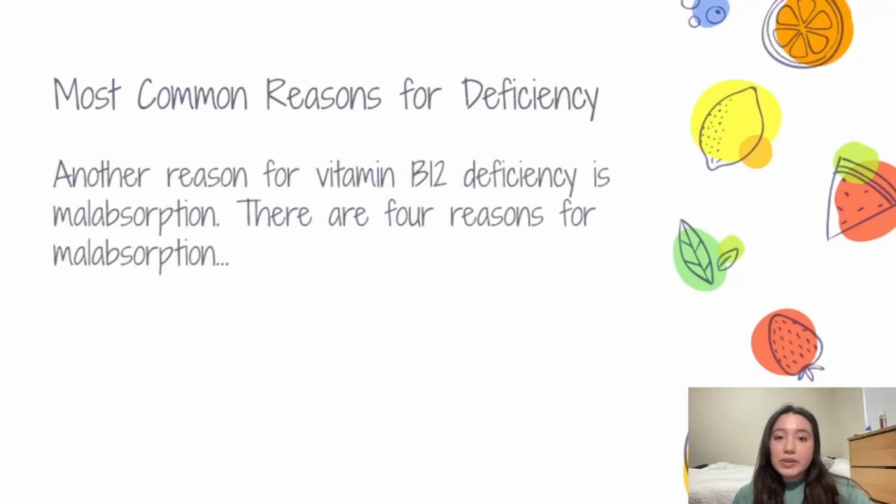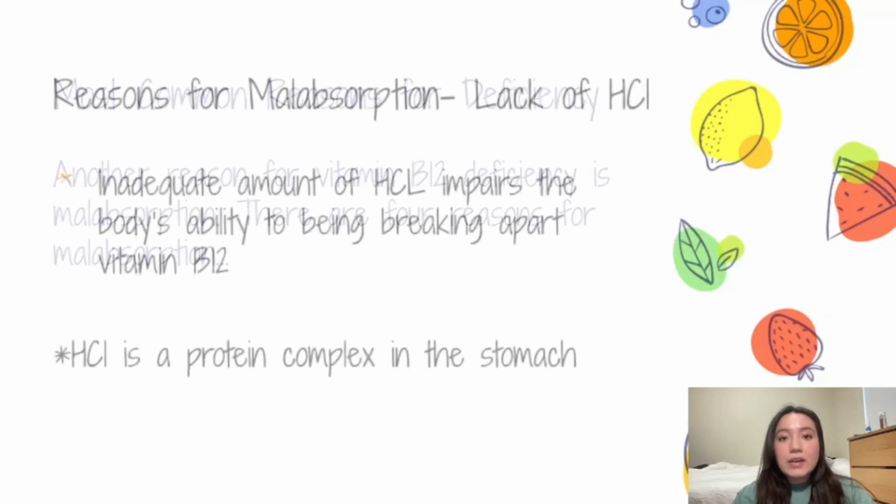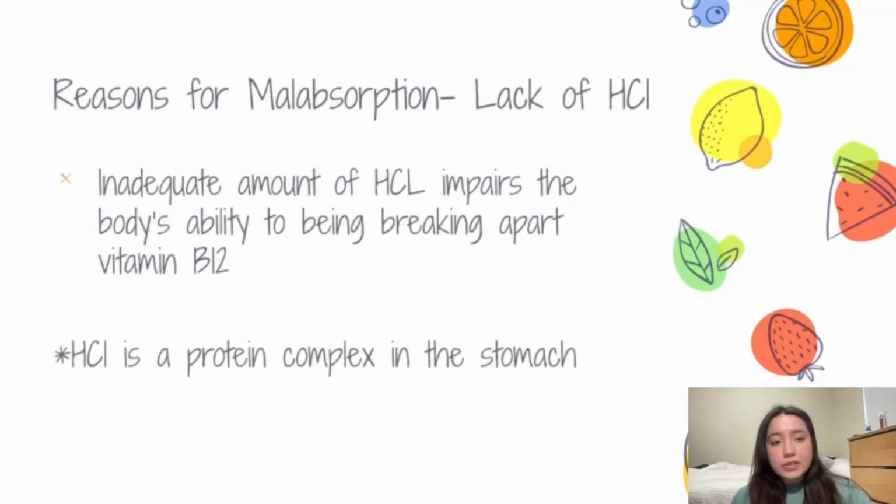Another reason for vitamin B12 deficiency is malabsorption, and there are 4 reasons for why that is. One being the lack of HCl. So HCl is found in the stomach, and an inadequate amount of HCl impairs the body's ability to break apart vitamin B12.